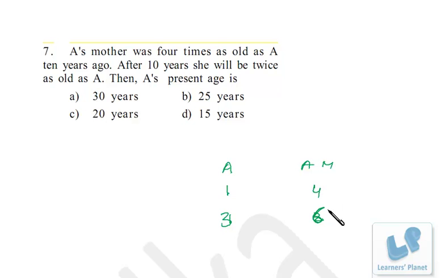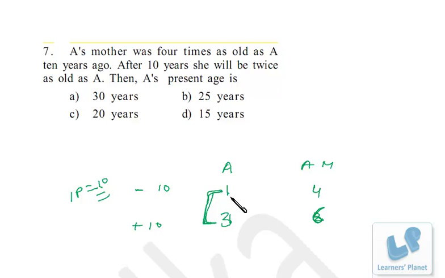Right? Now this is the age 10 years ago and this is the age after 10 years, right? So basically the difference is 20 years between these two, and according to us the difference is 2 parts, right? So 2 parts is actually 20, that means 1 part is 10, right? So A's age 10 years ago was 1 part, that is 10, right?